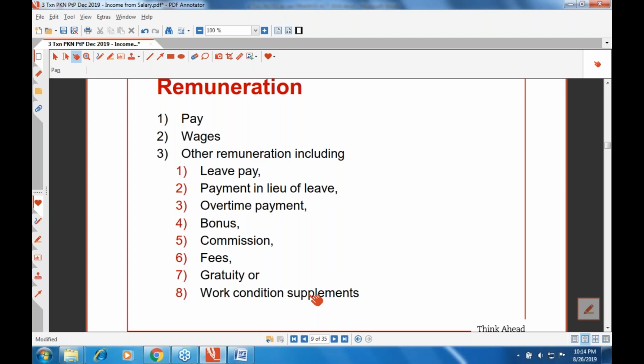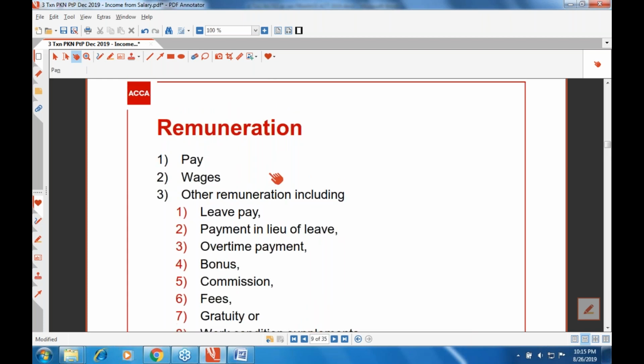people who work in Tharparkar face very difficult conditions, because you have to travel a long distance, and it's very difficult to get there. So if somebody is working there, they get an extra amount as a working condition supplement. That working condition supplement is also considered part of your remuneration. So that's the first aspect of salary: remuneration.